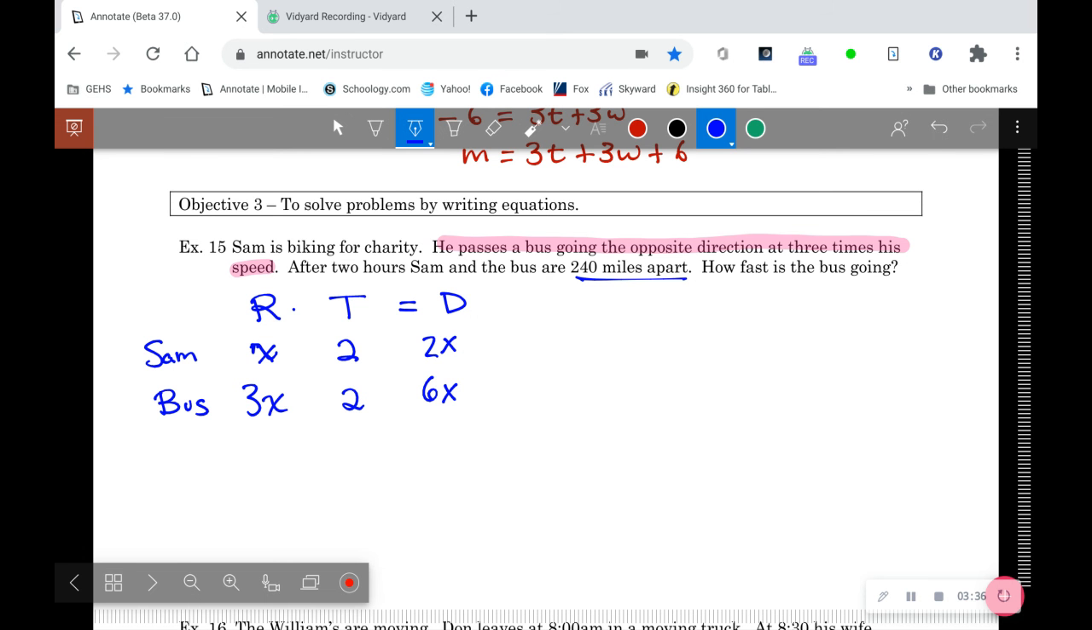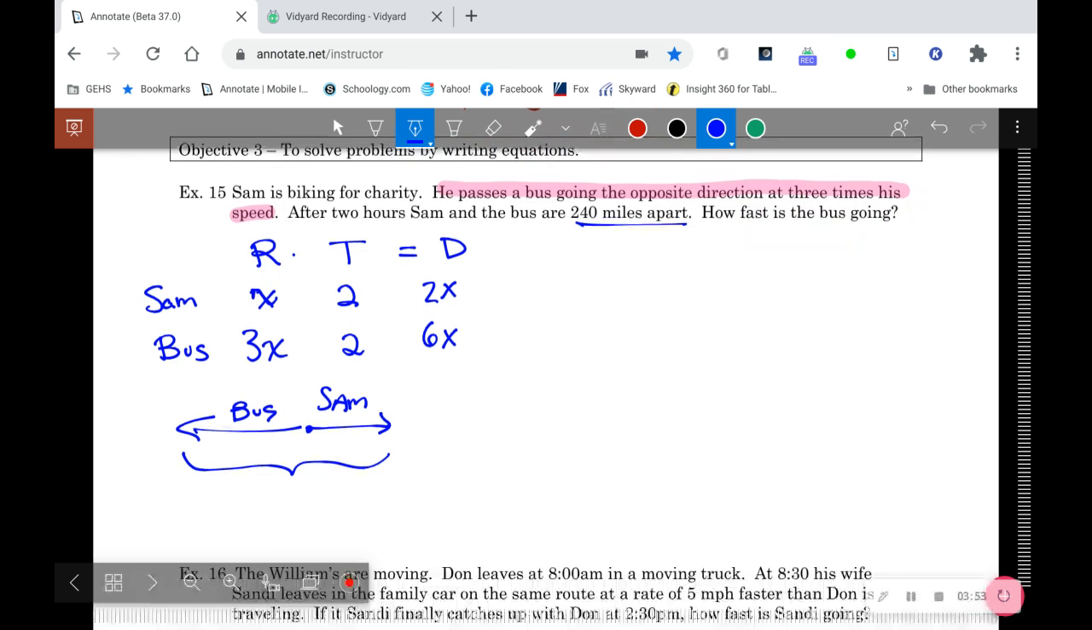So after 2 hours, Sam and the bus are 240 miles apart. So you're trying to visualize this. Here's where Sam's going. And the bus is going exact opposite him. And this 240 figure is the combination of the two. So it's the sum of those two. And I'm going to go ahead and do it as a total line across the bottom. When they total your groceries, they add them. So we're going to total this column here. 2x plus 6x equals 240.